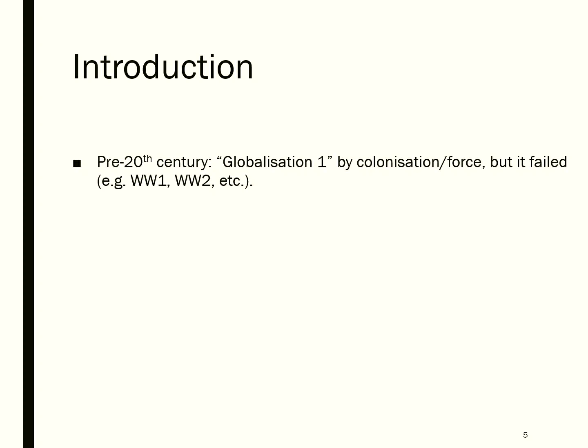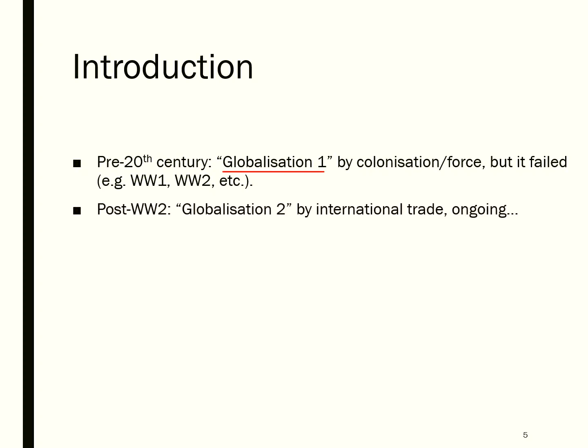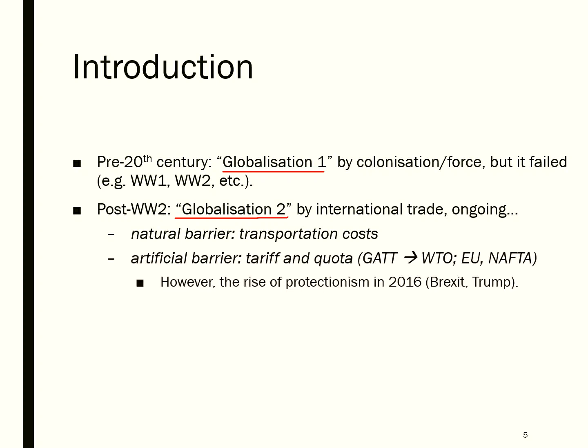The second wave of globalization, wave 2, starts after the Second World War. The main form of globalization 2 is international trade. It is still ongoing. But there are 2 barriers to this process. The first one is the natural barrier due to the transportation costs. Development of transportation technologies and information technologies has reduced that natural barrier significantly. In contrast, artificial barriers are much more difficult to reduce.